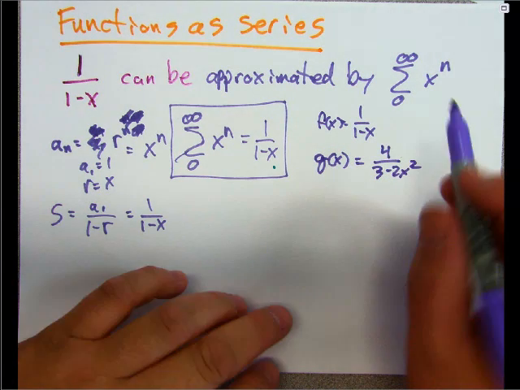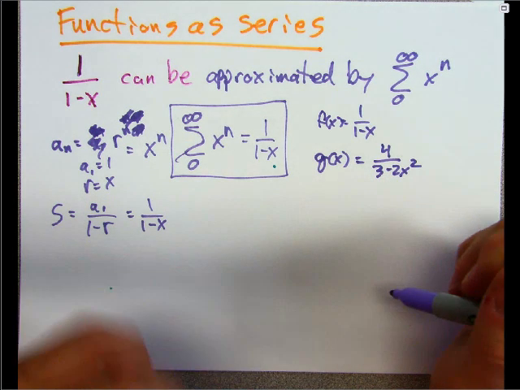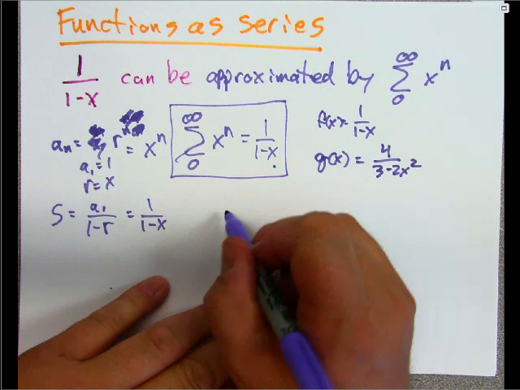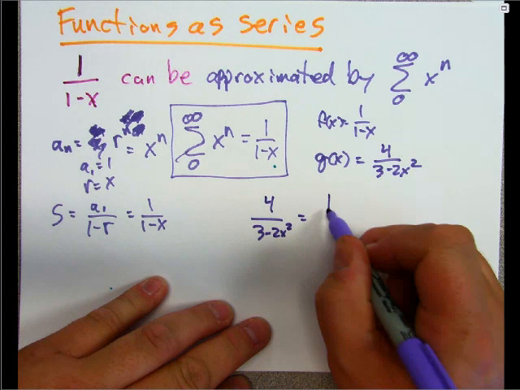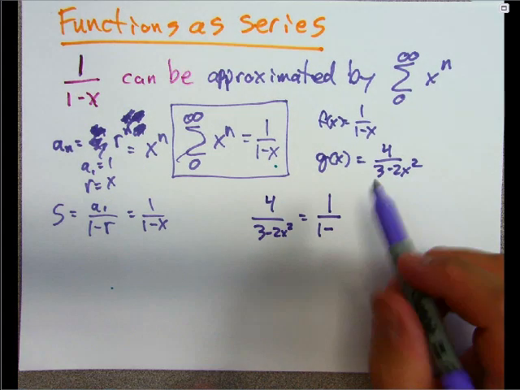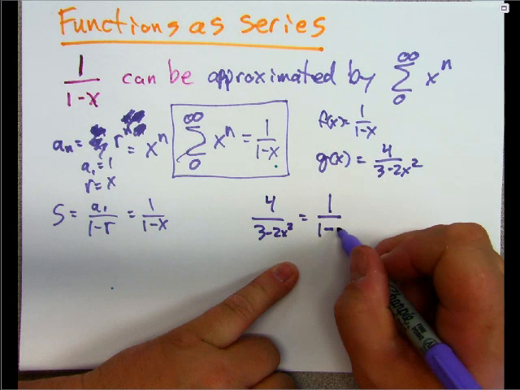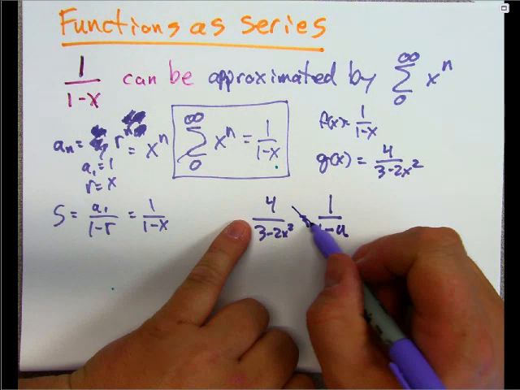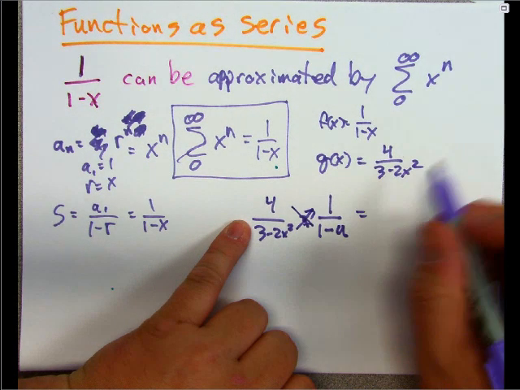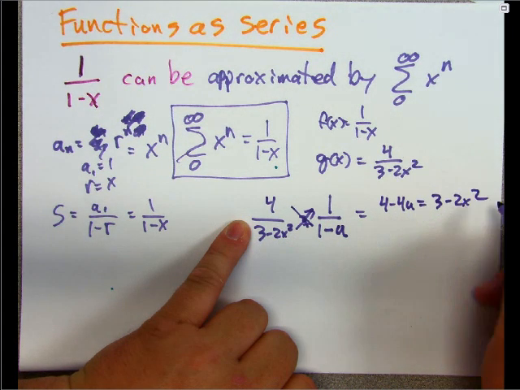So here's what we're going to do. We're going to say, what do I need to do to make this adjustable? With that, I could do the following. I can say 4 over 3 minus 2x squared equals 1 over 1 minus... Now, we don't want to use x again because the x in this and the x in this can't possibly be the same. So let's just call it u for clarity's sake. At this point, we want to solve for u. So we're going to cross multiply. By cross multiplying, I come up with 4 minus 4u equals 3 minus 2x squared.